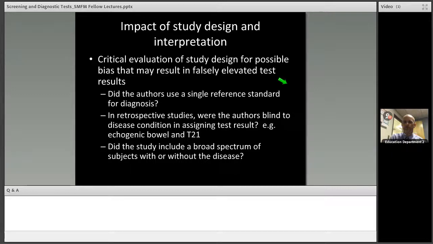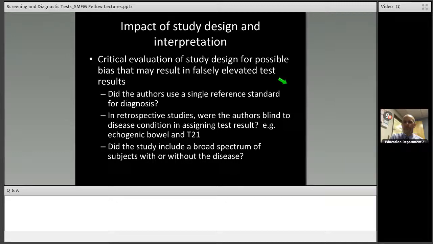Okay, some other factors that you have to consider when you're trying to interpret the impact of a screening or a diagnostic test have to do with the design of the study. For most studies, you want to really look: did the authors use a single reference standard or did they use different, varying standards? In retrospective studies, for instance, were the authors blind to the disease condition in assigning test result?